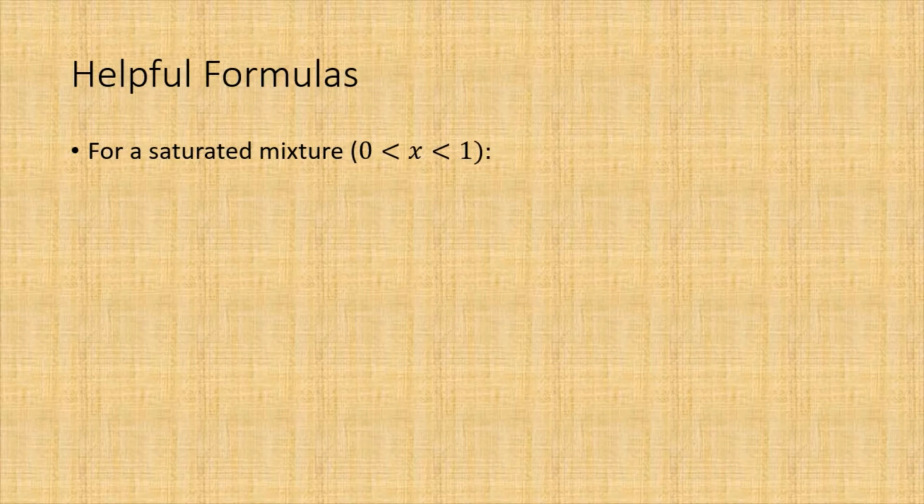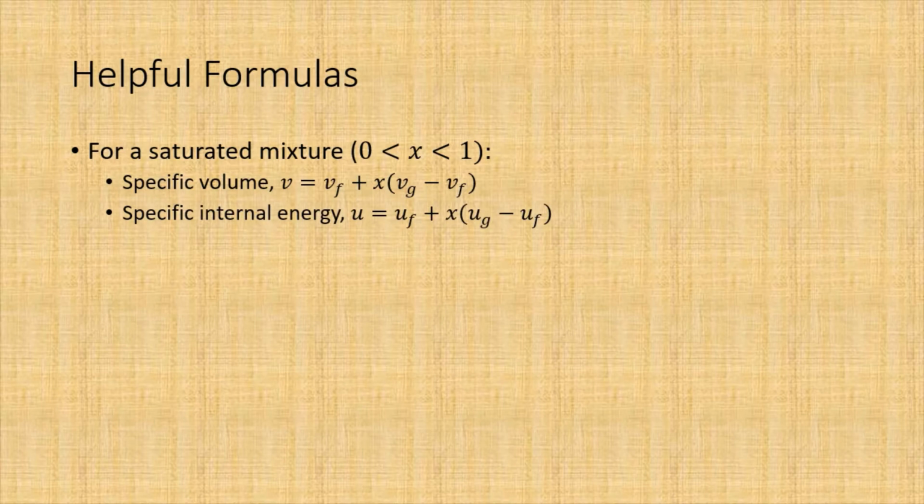The first formula relates the specific volume of a saturated mixture to its quality. Specific volume V is equal to Vf plus X multiplied by Vg minus Vf. The second, third, and fourth formulas are the same formula, but instead of specific volume, they help calculate the specific internal energy U, specific enthalpy H, and specific entropy S, respectively.